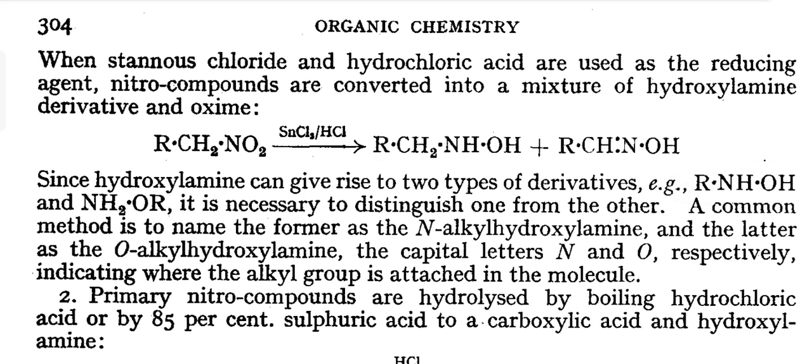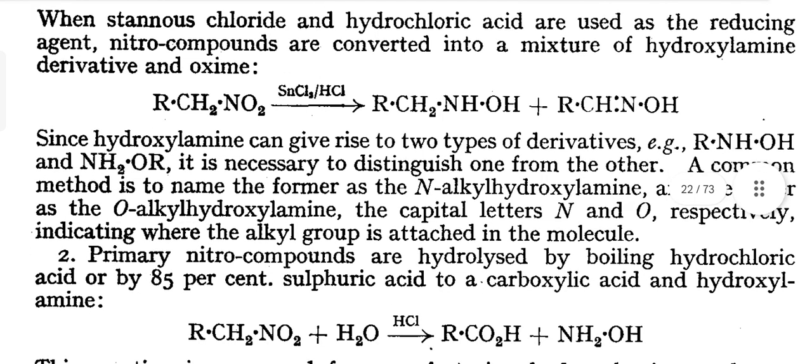When stannous chloride and hydrochloric acid are used as reducing agent, nitro compounds are converted into a mixture of hydroxylamine derivatives and oximes. Since hydroxylamine can give rise to two types of derivatives, for example RNHOH and NH2OR, it is necessary to distinguish one from the other. A common method is to name the former as N-alkyl hydroxylamine and the latter as O-alkyl hydroxylamine, the capital letters N and O respectively indicating where the alkyl group is attached in the molecule.